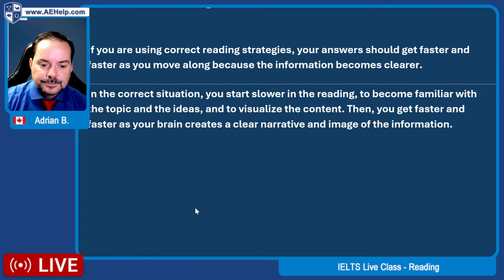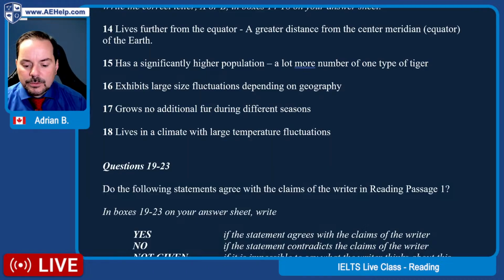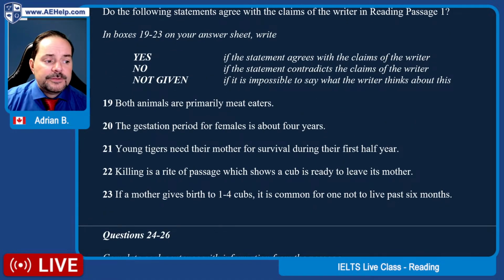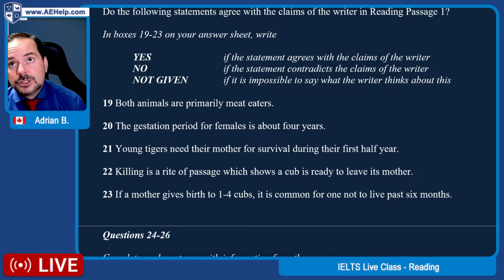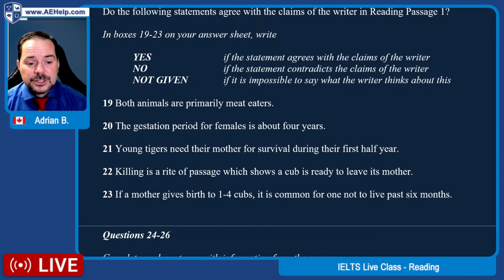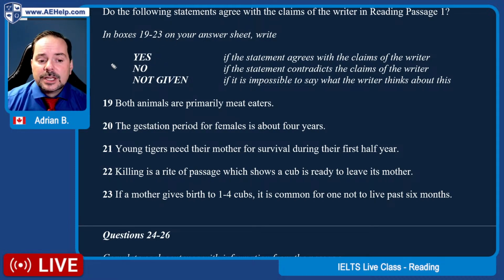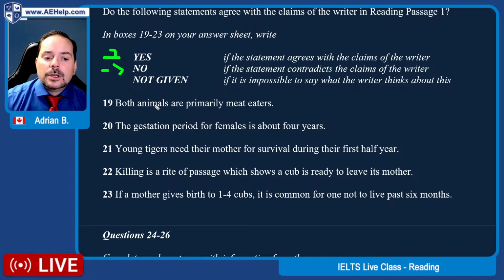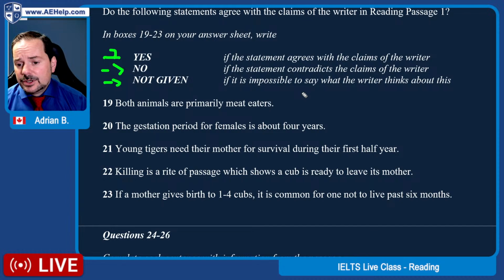Okay. All right. So let's go on to the next questions. This is a perfect example of a lot of students doing these questions incorrectly versus a few candidates doing them correctly. So this is yes, no, not given. You put yes if the statement agrees with the claims of the writer. You put no if the statement is the opposite or contradicts the writer. And you put not given if it's impossible to say what the writer is thinking about this. Okay?